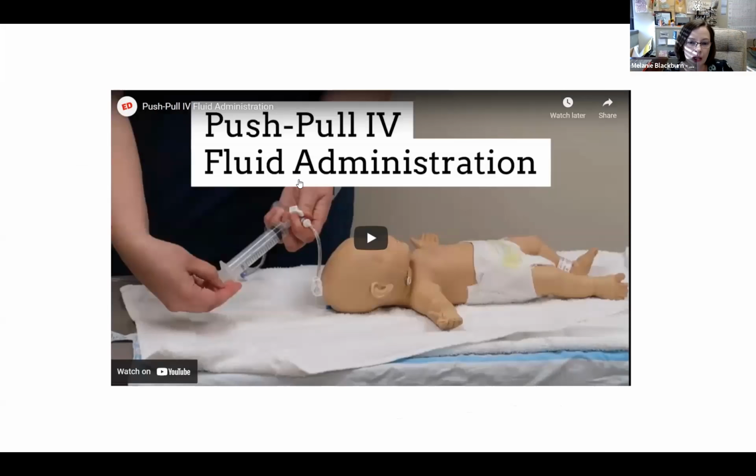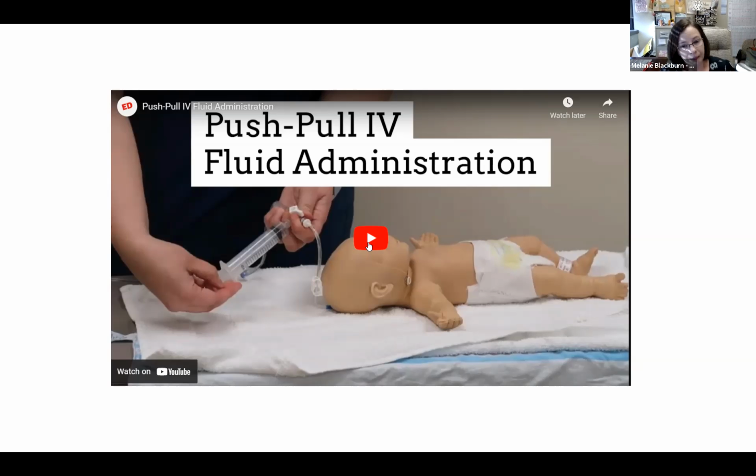All right, I'm going to show you a video. And this is just demonstrating the push-pull technique. Remember when you're in our ED or in our PICU, not sure if they use this in the NICU or not, these are methods that you can use on patients to give rapid fluid boluses.